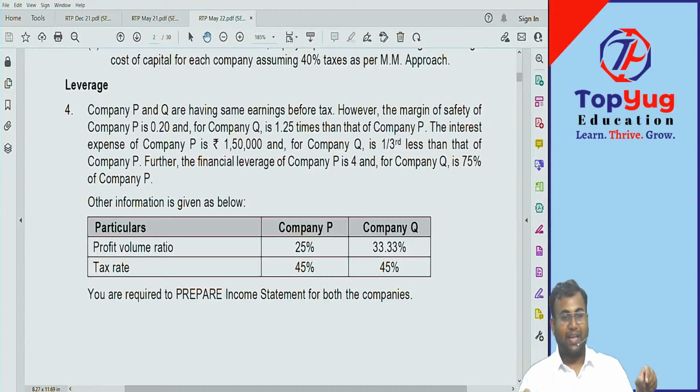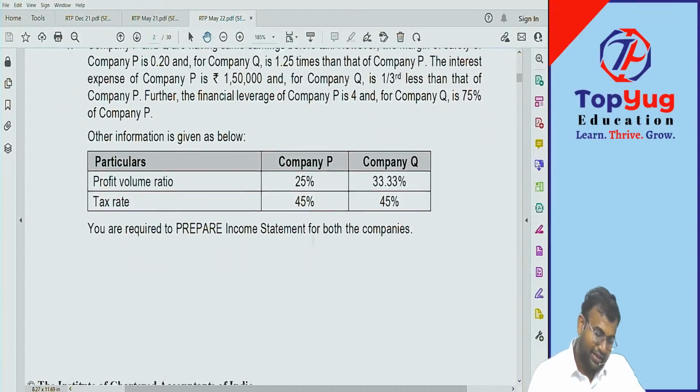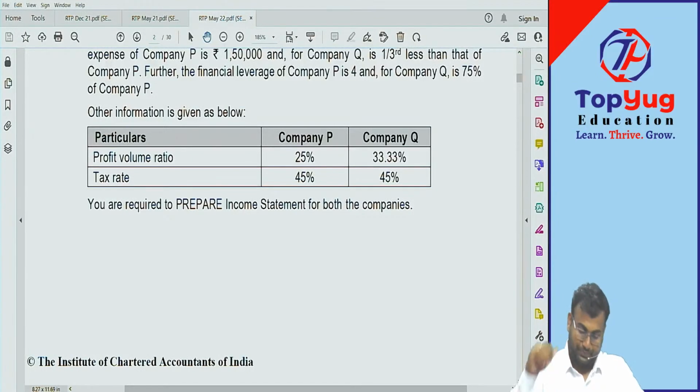You will save a lot of time, and 50% of the question is done there only. While reading the question, if you are able to understand, you can parallelly do it, right? Got it? ठीक है. Other information is given as below.